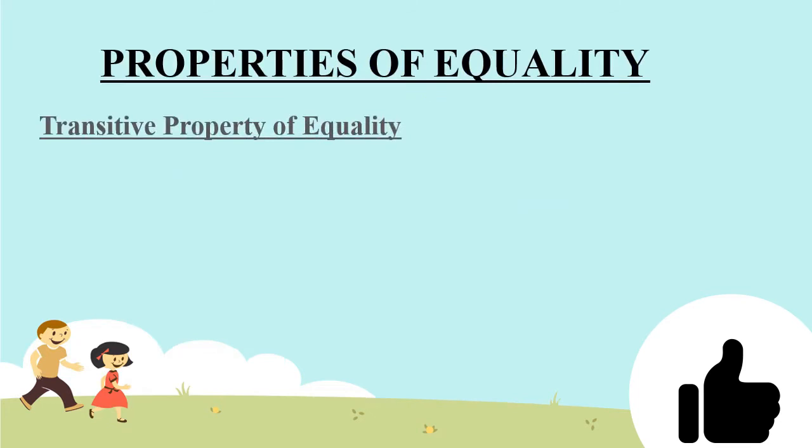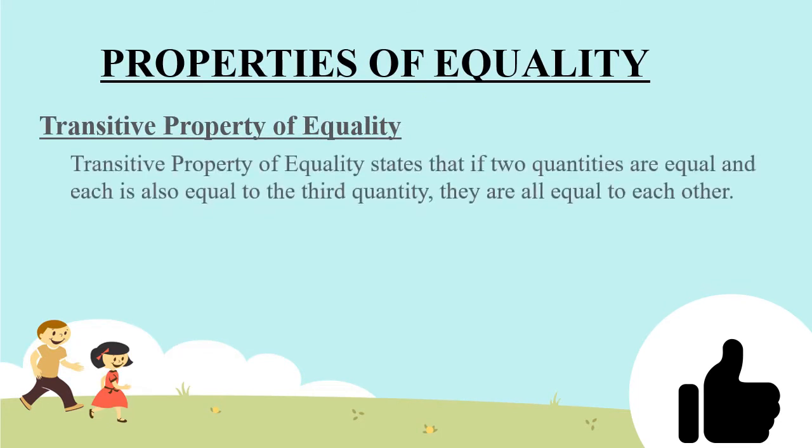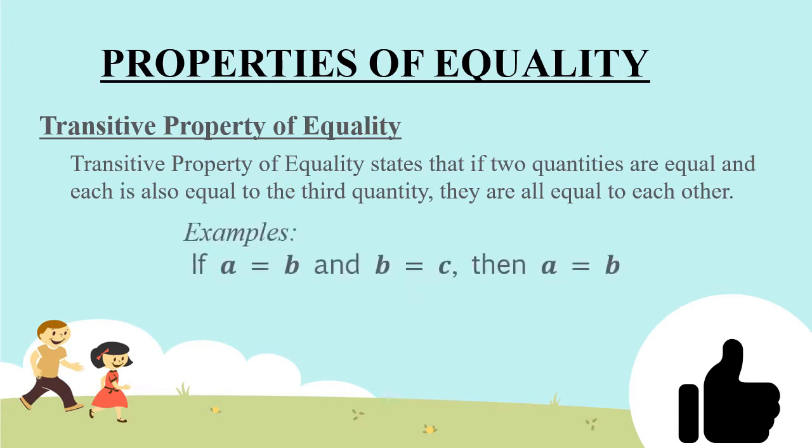Transitive property of equality. The transitive property of equality states that if two quantities are equal to a third quantity, they are all equal to each other. Example, if A is equal to B and B is equal to C, then A is equal to C. That's the transitive property of equality. Another example, if A is equal to 2C, and 2C is equal to B, then A is equal to B.